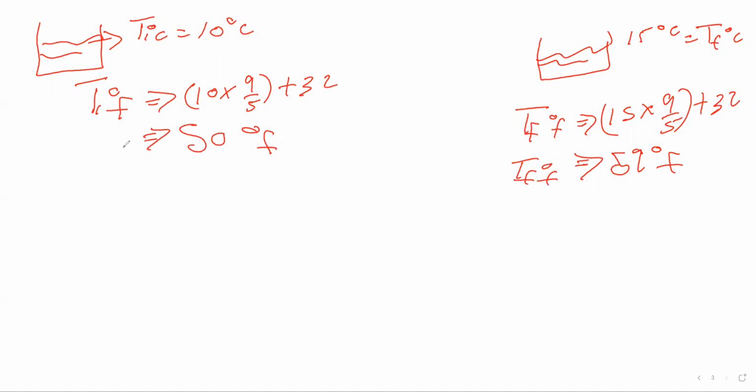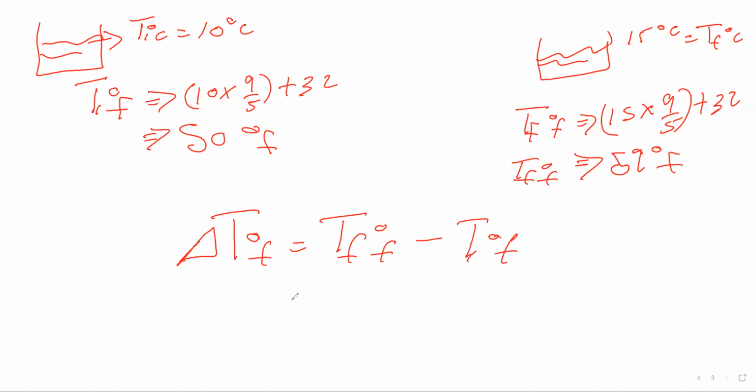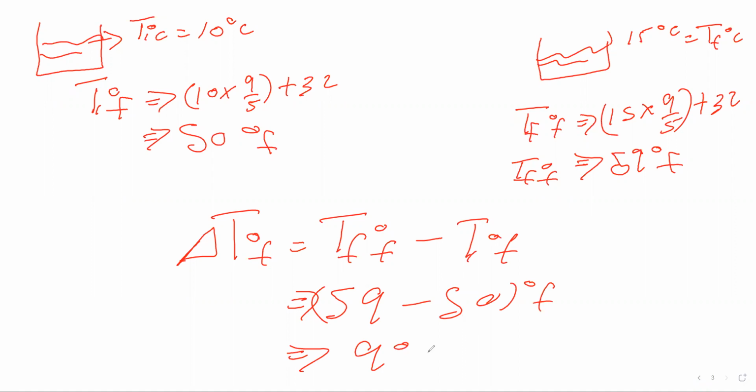Of course, here we have our T initial in degrees Fahrenheit. Now our temperature change would be what? Our temperature change in degrees Fahrenheit would be T final in degrees Fahrenheit minus T initial in degrees Fahrenheit. Is that so? Yes, sir. So this would be 59 minus 50. And what should the answer here be? 9. So there should be 9 degrees Fahrenheit.